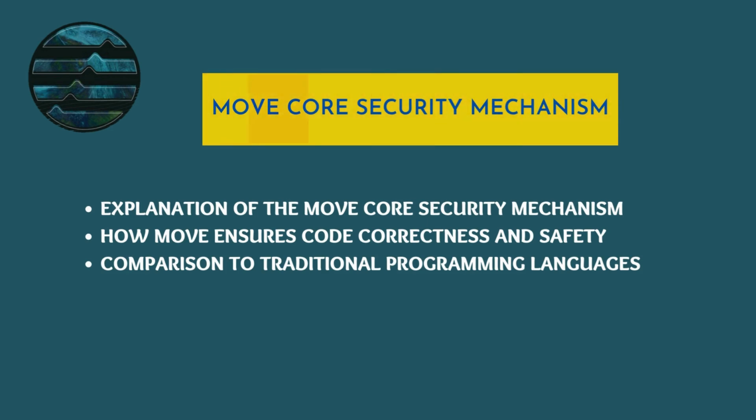Traditional programming languages are not designed with the same level of security in mind, and they often lack the features and tools necessary to ensure the safety and correctness of code. In summary, the Move core security mechanism is a set of rules and restrictions that are designed to ensure the safety and correctness of code on the Aptos blockchain.